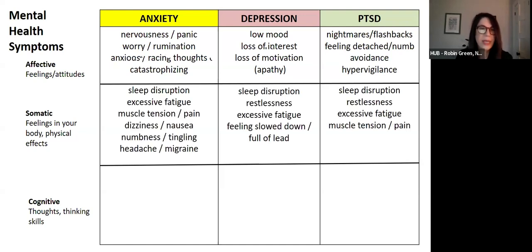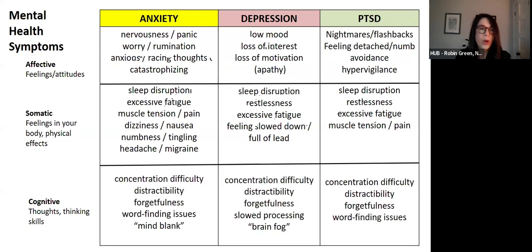For somatic symptoms, how symptoms manifest in one's body or more physical symptoms, notice that there's a lot of overlap in how these symptoms manifest for all three domains. For instance, sleep disruption and fatigue show up for anxiety, depression, and PTSD. For cognitive symptoms, again, there is overlap across the three domains. And notice, of course, the overlap with cognitive symptoms we described earlier.